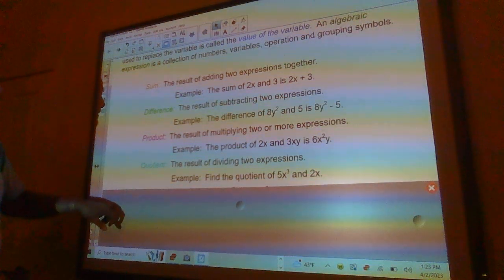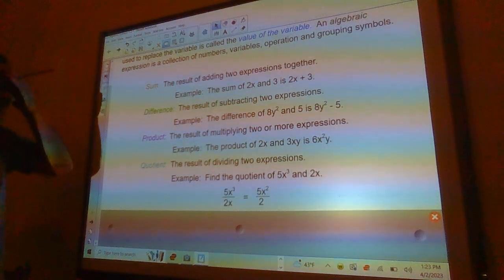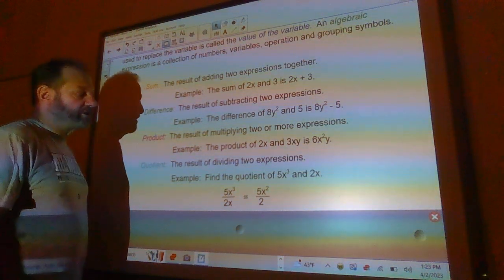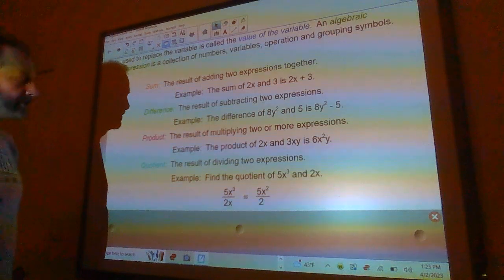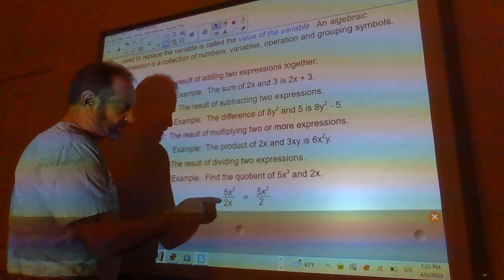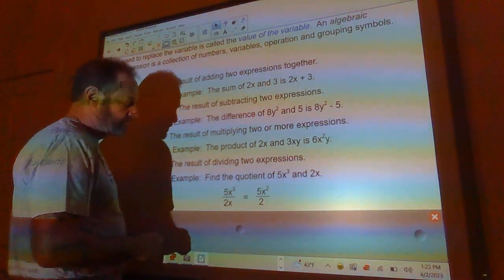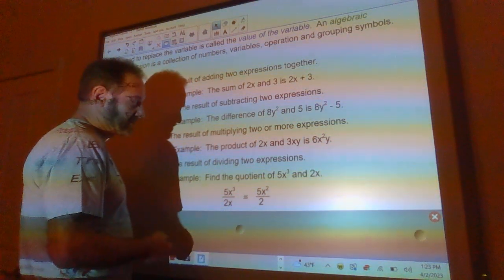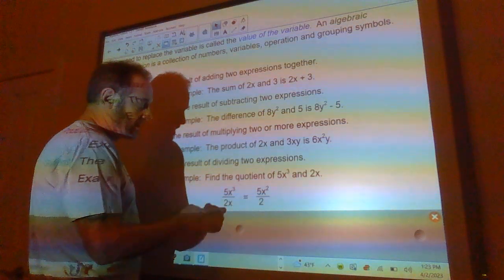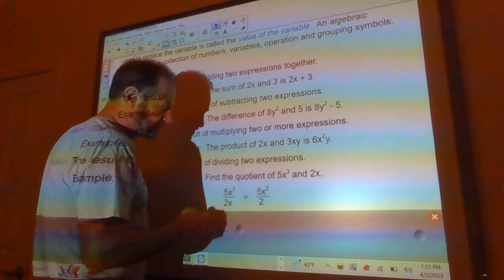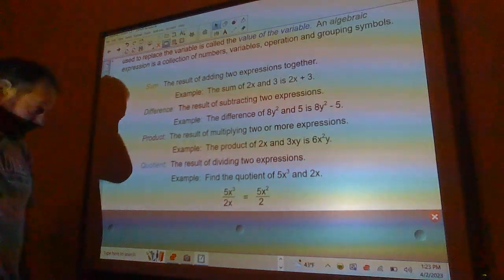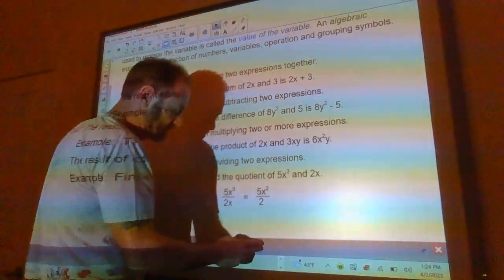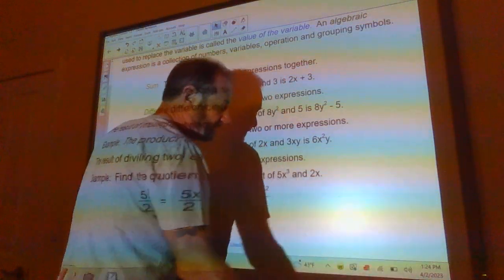Okay, quotients. So the result of dividing two expressions. So find the quotient of 5x cubed and 2x. All right, so that means take 5x cubed divided by 2x. I can't really simplify 5 divided by 2, that's best to just leave it like that. X cubed divided by x is x squared, and that's in the numerator. Okay, so that's as far as that one's going to go.